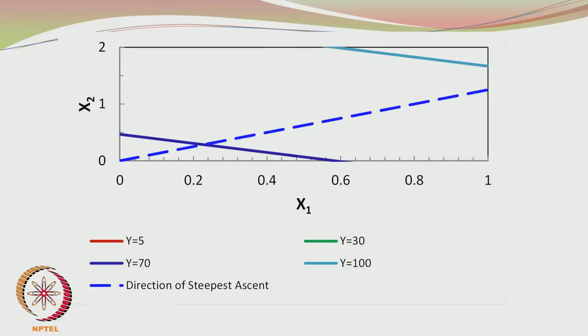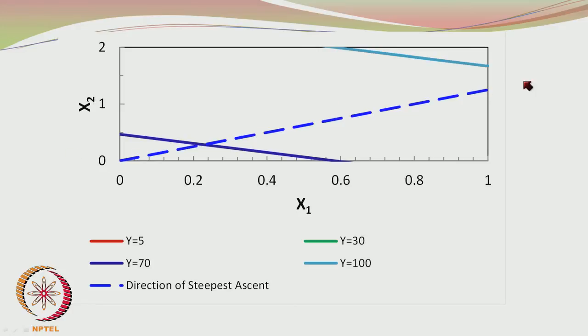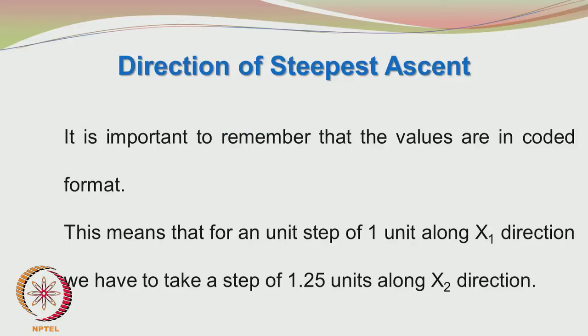Right. So this is a close-up view of the same figure which I showed previously, and it can be seen that this is the path taken in the direction of steepest ascent, and the slope of this particular line is 1.25. I am drawing this line starting from the center of the design, which is the origin, and so you can see that for every one step I am taking along the x1 direction, I am taking a step of 1.25 along the x2 direction. Now I have the direction of steepest ascent, and please remember that the values are in the coded format.